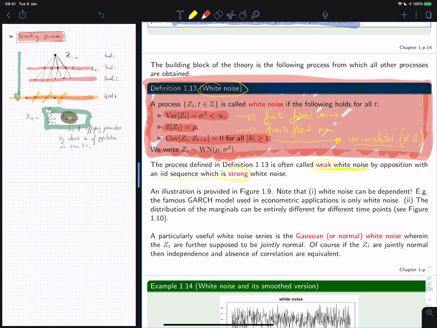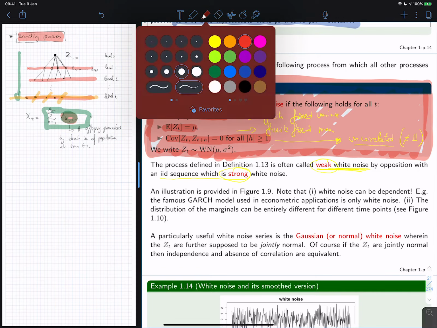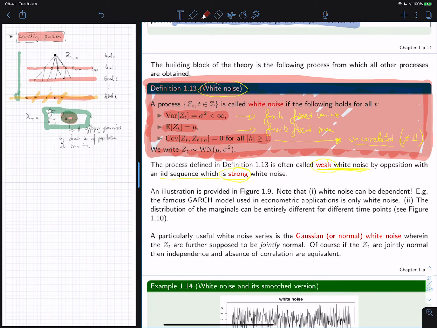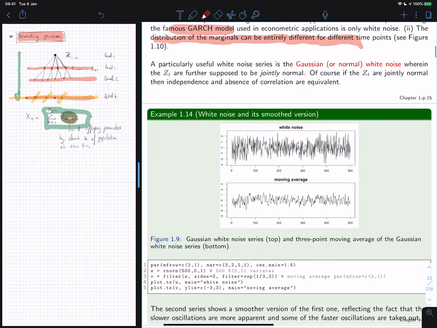If we have the time, we'll be discussing GARCH models at the end of the course, and these GARCH models would be non-IID examples, so it will be useful to keep the theory as general as possible. Because we do not impose independence, the distribution of the marginals can actually be very different at each time point. For example, figure 1.10.